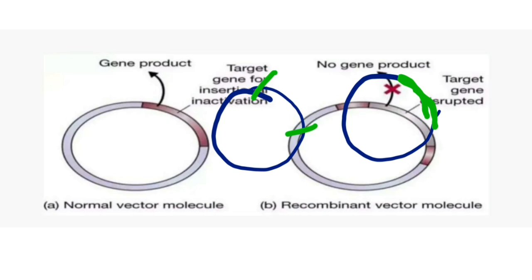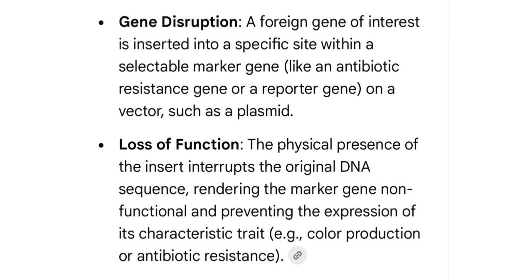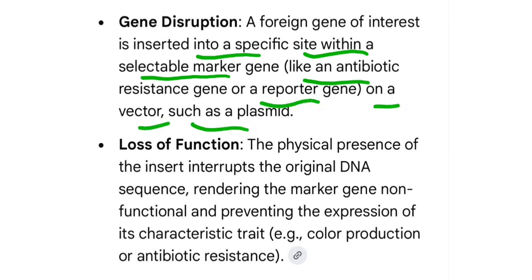So what is the core mechanism? Now what is the mechanism behind this insertional inactivation? At first, remember one term, gene disruption. The foreign gene of interest is inserted into a specific site within a selectable marker gene like an antibiotic resistance gene or a reporter gene on a vector such as a plasmid. So when we disrupt or disturb or simply remove that particular gene, in that way we can screen or identify the recombinant DNA.